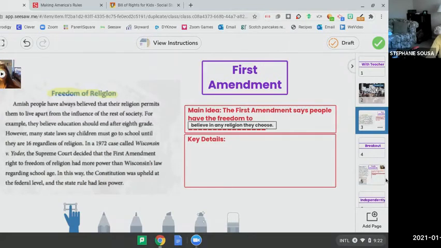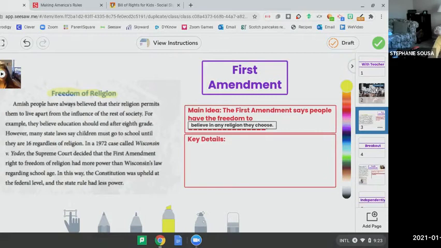Okay. As we read, we are going to find a few key details that prove people in America have been given freedom of religion, meaning they have been allowed to believe in whatever they like. I'm going to keep my highlighter tool ready so that I can highlight them as I read. I'd invite you to do the same.